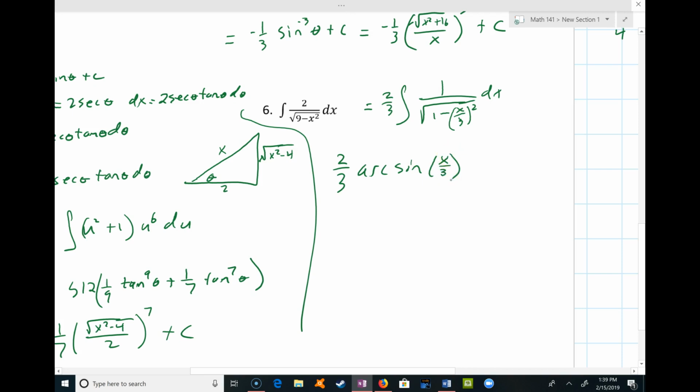And if we take the derivative of that, the derivative of arc sine x over 3 will be just that with an extra 1/3 kicked out. So we don't need that third there, so we can just put a 2. All right. That one's pretty easy. Plus c, of course.